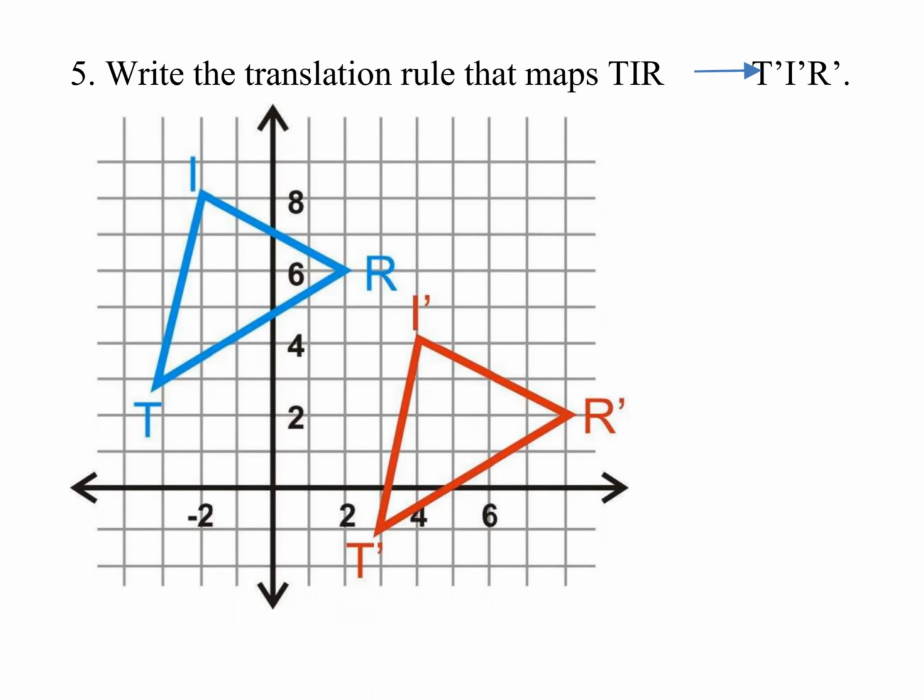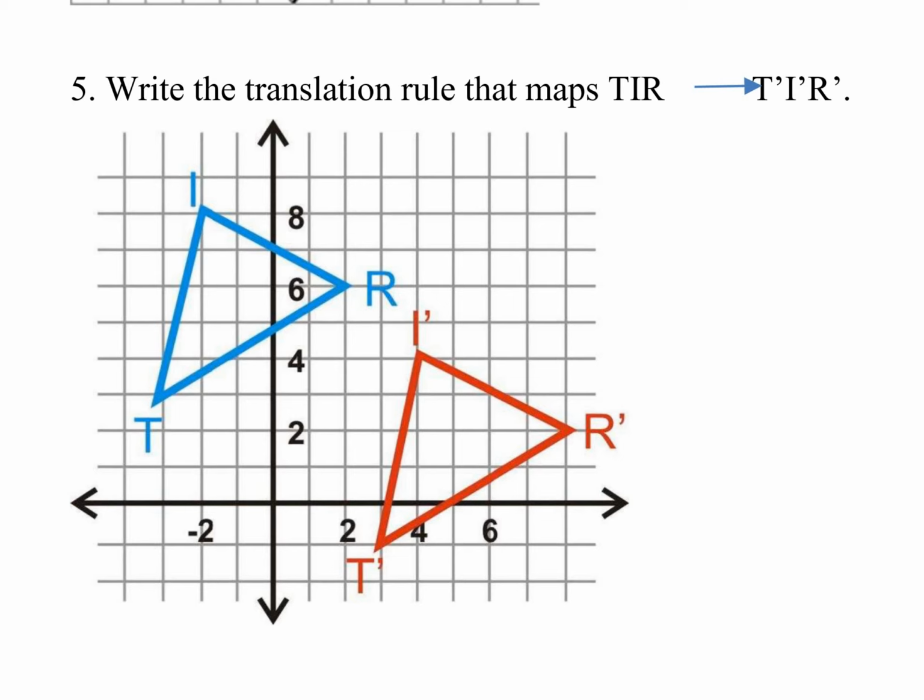All right, now we need to write the rule for this translation. So we're saying how did it move? It went from T to T prime. I'm going to count my x direction first. 1, 2, 3, 4, 5, 6 squares over to the right, so that's the positive direction. And then 1, 2, 3, 4 squares down, and that's a negative direction. So that's how I want to do that.